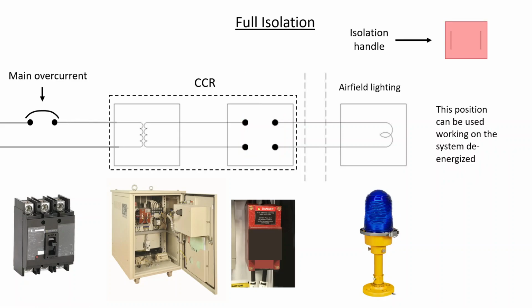Finally, full isolation would be removal of the handle entirely. And in this position, we could then work on the system completely de-energized, and there would be no chance of anyone getting a shock.